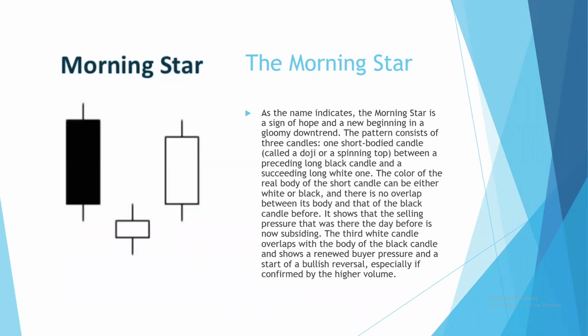The Morning Star. The Morning Star, guys, as the name indicates, is a sign of hope and a new beginning in a gloomy downtrend. The pattern consists of 3 candles, one short bodied candle called a doji or a spinning top between a preceding long black candle and a succeeding long white one. The color of the real body of the short candle can either be white or black, and there is no overlap between its body and the black candle before. It shows that the selling pressure that was there the day before is now subsiding. The third white candle overlaps with the body of the first candle, and now we show renewed buying pressure as the start of the bullish reversal, especially if confirmed by higher lows and higher volume.